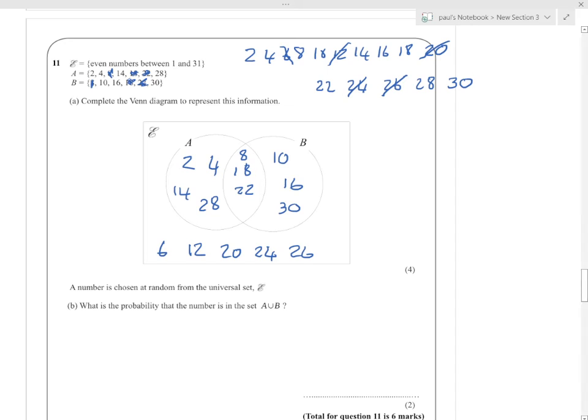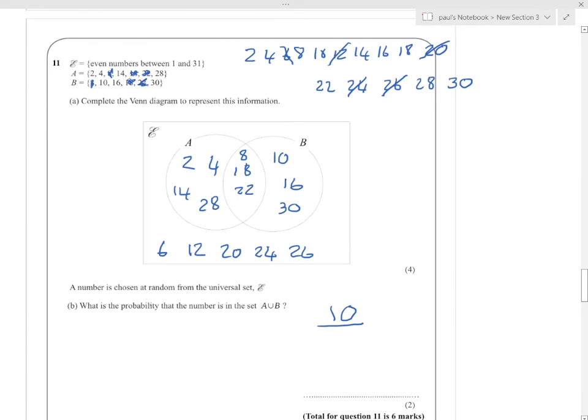Now, we've got a probability question. So, what's the probability of the number being in A or B? A or B. So it's either A or B, which is basically all the ones inside the circles, because they're either in the A or they're in the B. So there's 1, 2, 3, 4, 5, 6, 7, 8, 9. There's 10 of them.